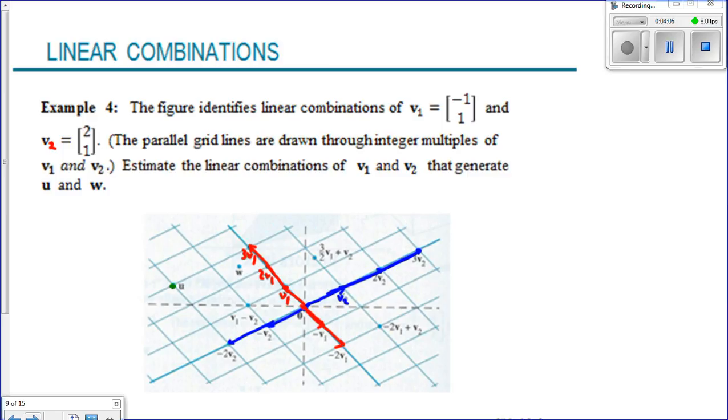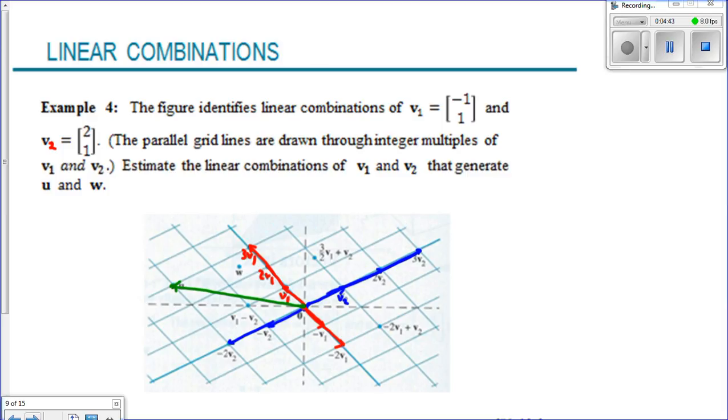So let's see if we can figure out what weight of v1 and what weight of v2 would have to be summed to get the vector u. So the vector u, again, is the vector that starts at the origin and ends at this point u with the arrow pointing to that point. Okay, so now to determine the multiples, the linear combination of v1 and v2, look at the grid that we formed. Okay, so it's like we've defined a new coordinate system using v1 and v2 as one unit in each of those two new axes.